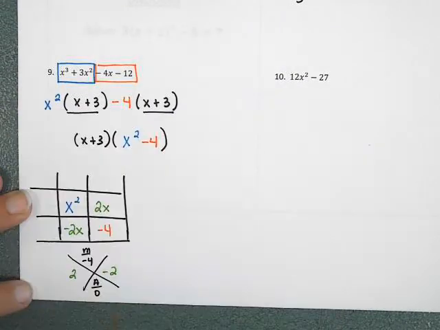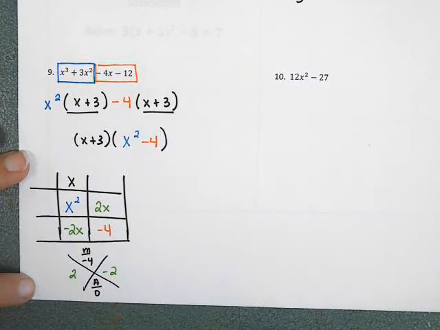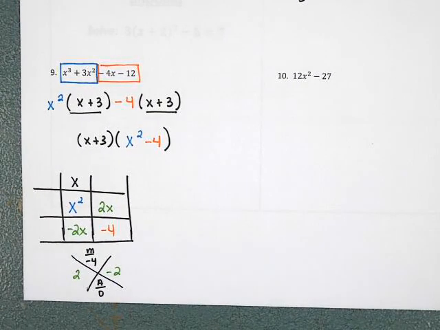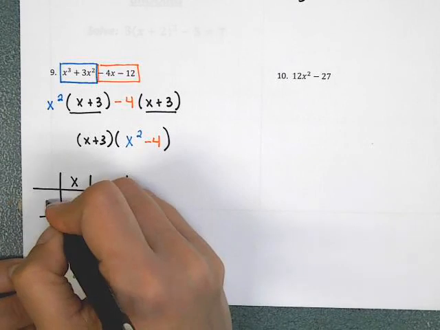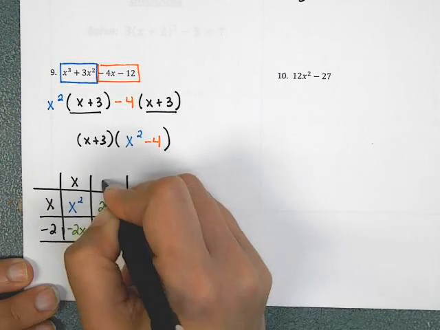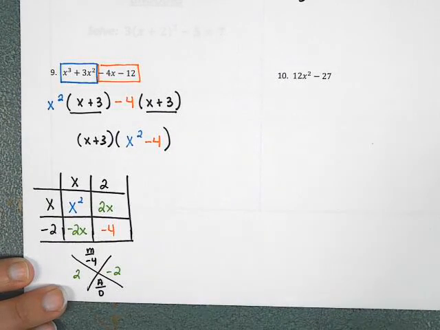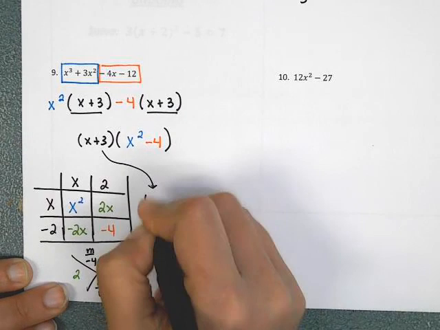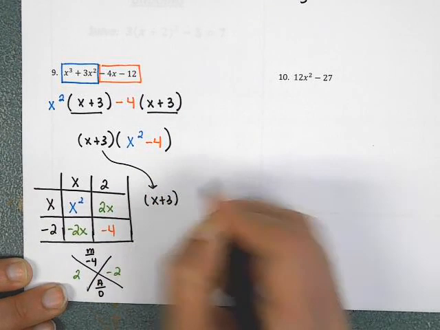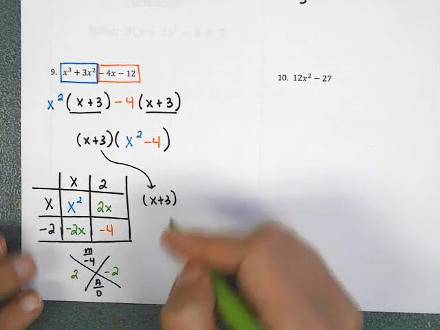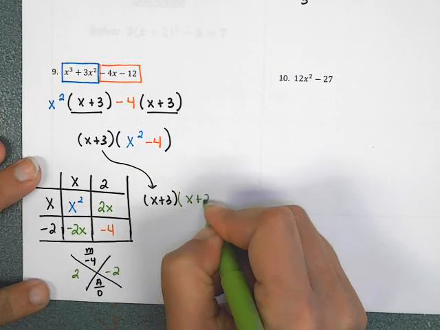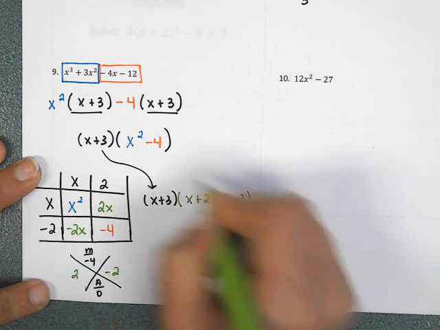Now the common factor for the first column is x, and then I can fill in everything else by just asking what's missing. So I'm missing an x here, a -2 here, and a +2 here, which means I'm going to drop down the x plus 3, and then I'm going to change the second parentheses to x plus 2 times x minus 2.